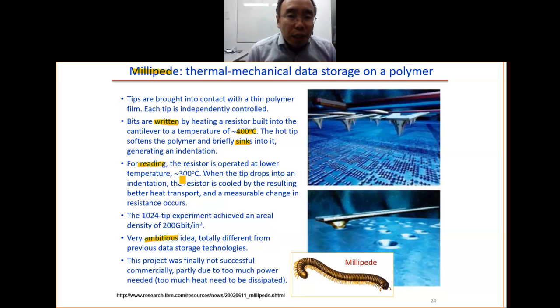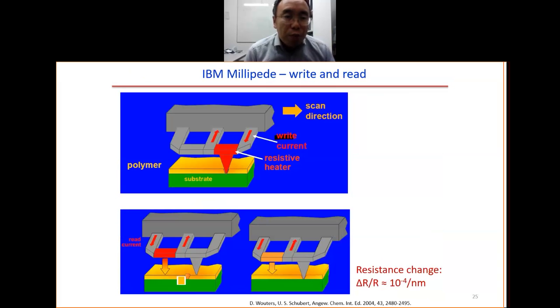For the reading it is more tricky. In this case, for the reading, the temperature is 300 degrees. You pass the current to heat up to 300 degrees. But the heat will get lost to the substrate, so the temperature will be less than 300 degrees. When the tip is on top of the film, it's far away, so the heat loss is not so much. But when the tip goes into the indent, it is closer to the sample surface, so you have more heat loss to the sample surface. This way, the temperature will be lower. When we have lower temperature, the resistance will change. The higher the temperature, the higher the resistance. Roughly, for 1 nanometer change of the height, the resistance change delta R over R is about 10 to the minus 4. This is how you do the reading process.